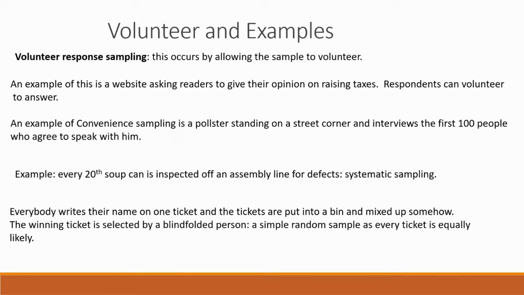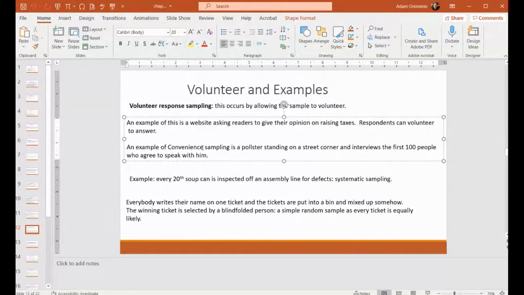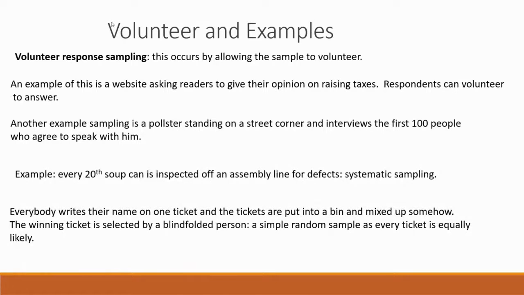Another example would be a pollster standing on a street corner who interviews anybody who agrees to talk to them. So another example of this would be a pollster, someone standing on the street corner, interviewing the first 100 people who volunteer to speak with them. There's bias in there. The people that may not volunteer, you're not getting their opinions. You're leaving a lot of people out. Again, remember, you want it to be representative of the population. Well, what about the people that don't volunteer?